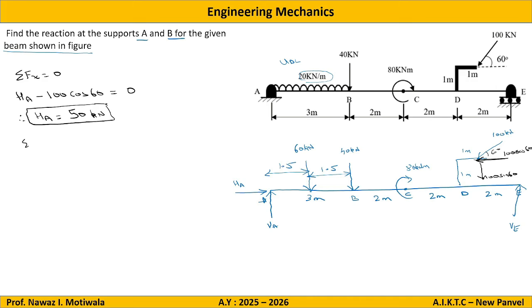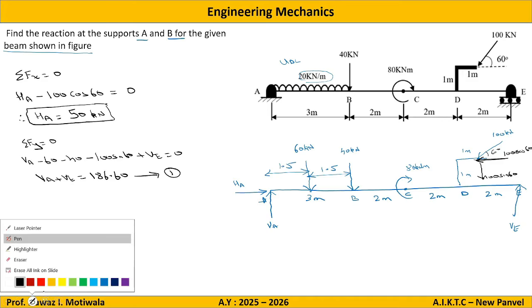Then we will write summation of Fy should be 0, adding all the forces in y direction. So VA minus 60 minus 40 minus 100 sin 60 plus VE should be 0. So if I take all the unknowns on one side, I will get VA plus VE is equal to 186.60. Let this be equation number 1.